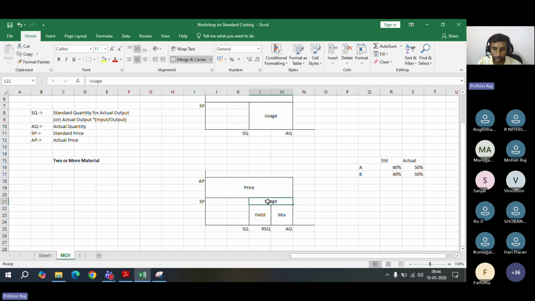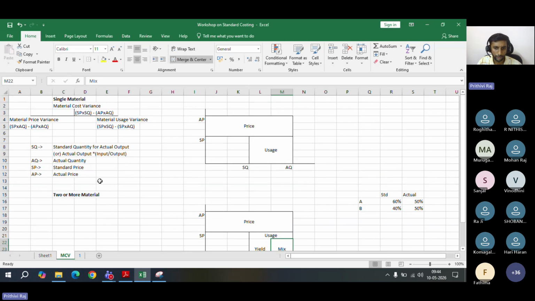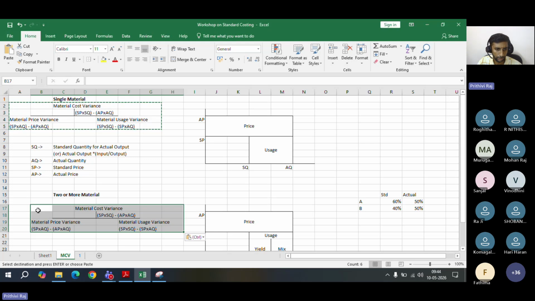So the usage I have separated into yield and mix. The yield is the actual efficiency, the actual yield done by the production department, and mix is due to the change in the mix, which I said, right? The standard and the actual composition mix, A and B, the mix percentages only. Now let's see the formula. The same kind of thing only. The graph is repeating. The table is also the same table. There is no change in the table. I just copied it and pasted it here.